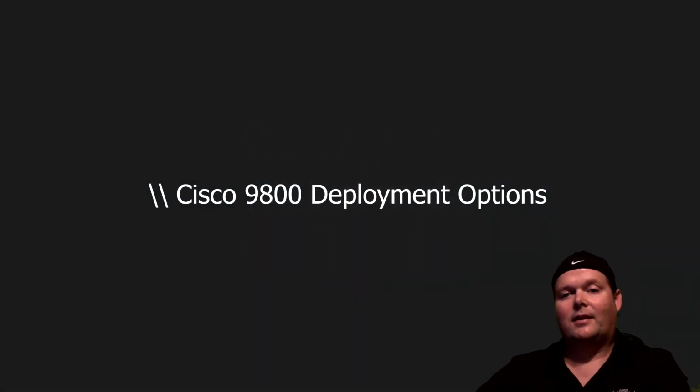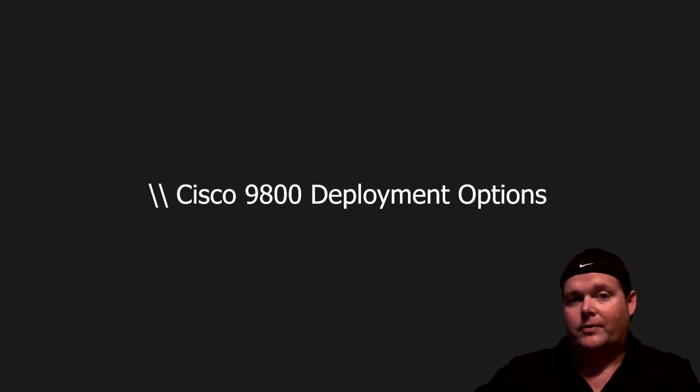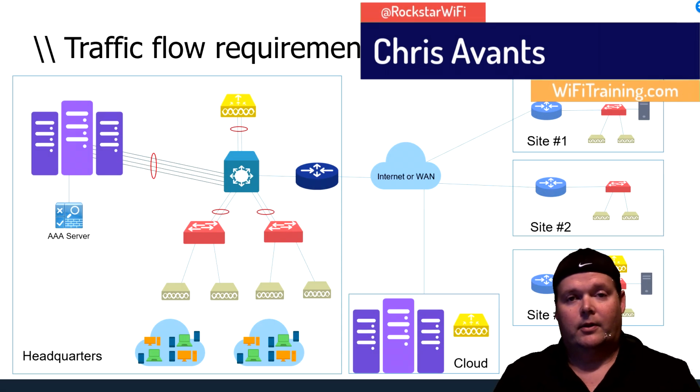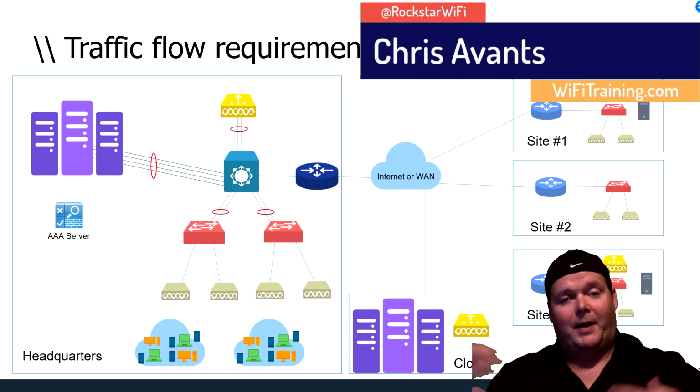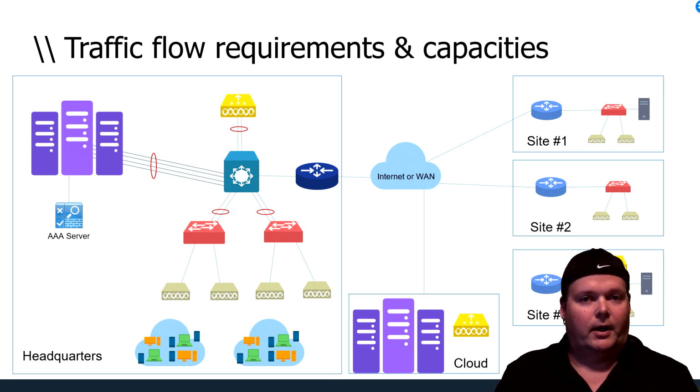All right, so let's talk a little bit about how we can deploy these 9800s. We've talked about so far theoretical, their form factors, their capacity, right? But what about the actual architecture? Where do we deploy them? How do we deploy them?